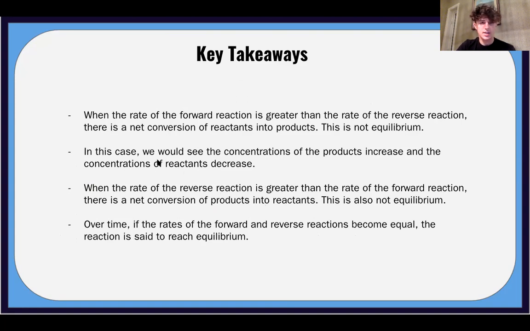We would also see the concentrations of the products increase and the concentration of reactants decrease. And this is just an overarching theme. Over time, if the rates of the forward and reverse reactions become equal, the reaction is said to have reached equilibrium. That is all I have for 7.2.